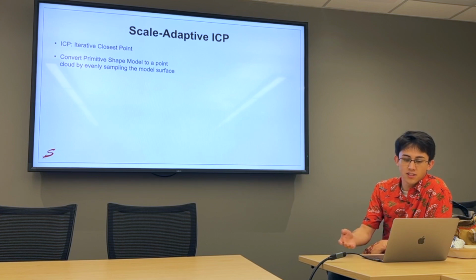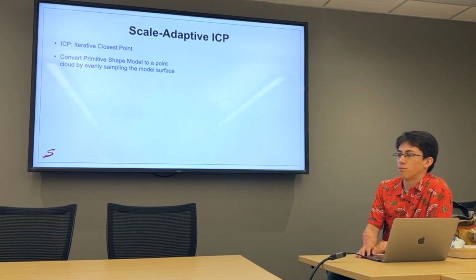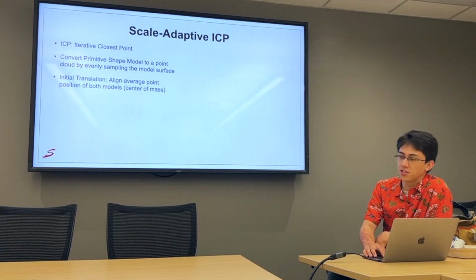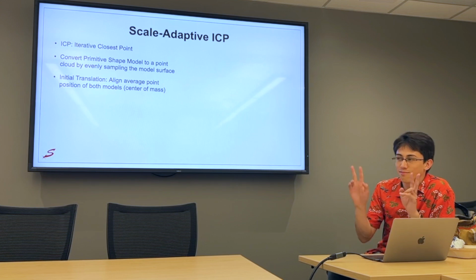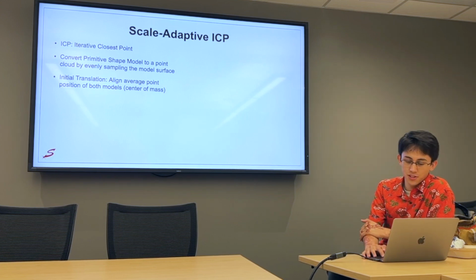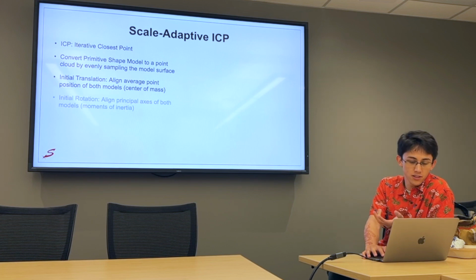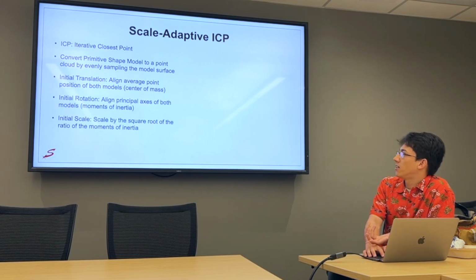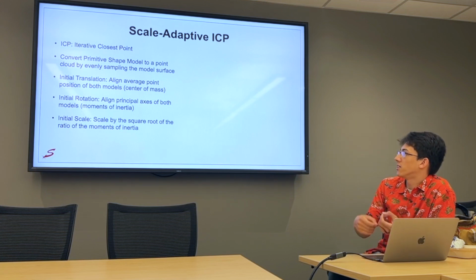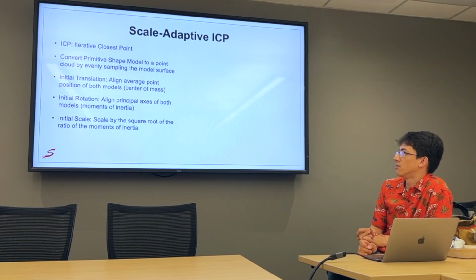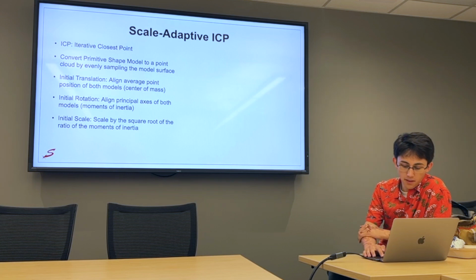And because it is an iterative method, you need a pretty good initial solution. To achieve that, we can just take advantage of mass properties. For the initial translation, we can align the center of masses of the 2 point clouds. For the initial rotation, we can align the principal axes. And for the scale, we can scale by the square root of the ratio of the moments of inertia.